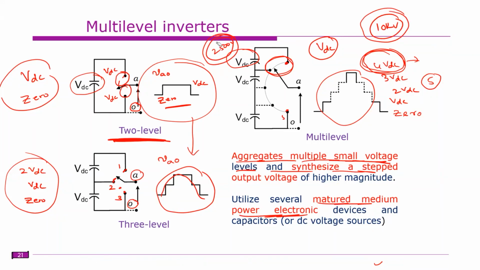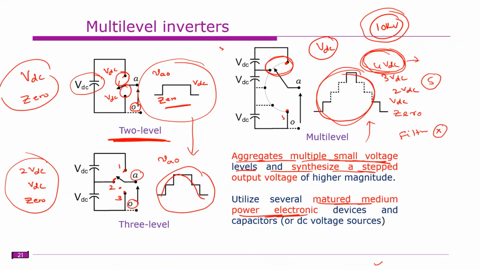Another thing is that this waveform is closer to a sine wave. As this waveform is closer to a sine wave, the filtering requirement is small, and sometimes you need no filter. For example, when this is feeding a motor drive, the motor has some inductance, and the inductance itself is enough to suppress the higher order harmonics. Okay.